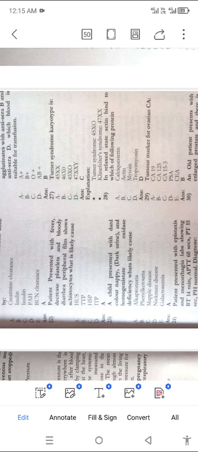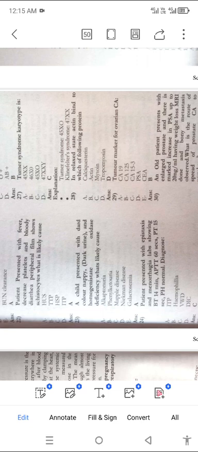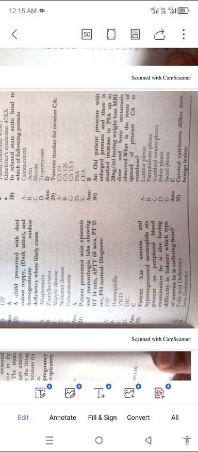The patient presented with fever, diarrhea, low platelets, and bloody diarrhea. Peripheral film shows schistocytes; that is HUS. Next, the child presented with dark red nappy, dark urine, and homogentisate oxidase deficiency. That is alkaptonuria. The patient presented with epistaxis and menorrhagia. Labs showed bleeding time of 14 minutes, and PT 15 seconds, APTT normal. The diagnosis is von Willebrand disease.